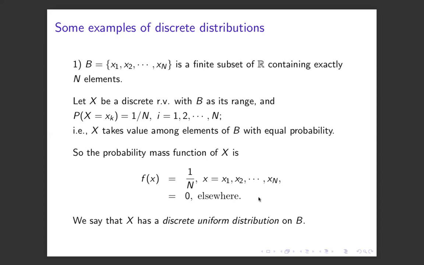Something like a random variable takes only values 0 and 1 with equal probability. Probability X equal to 0 is half, probability X equal to 1 is half. Like that. Okay.